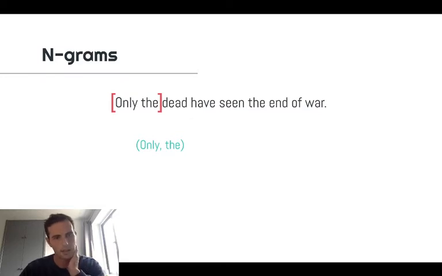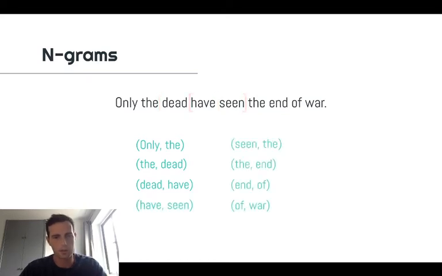So let's say it's a 2-gram model or a bigram model, right? I basically take the first 2 words and then I create a tuple, 'only the', and then I'll do the next 2 words, 'the dead', 'dead have', etc., all the way through this sentence, only the dead have seen the end of war. And I'm essentially generating word pairs.